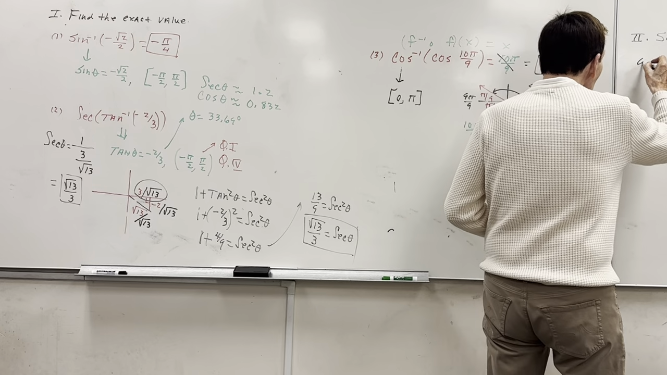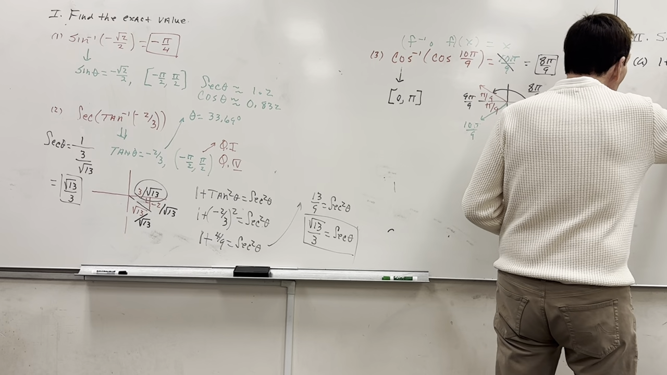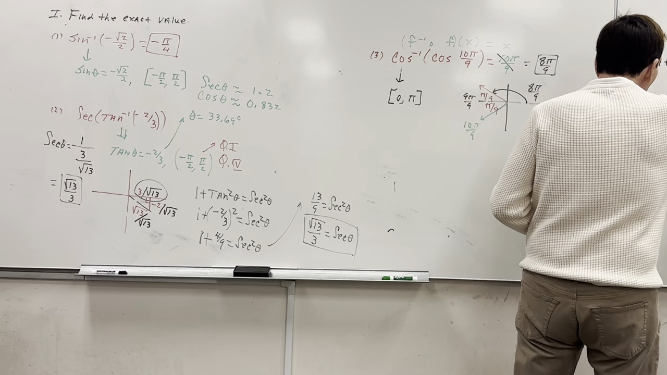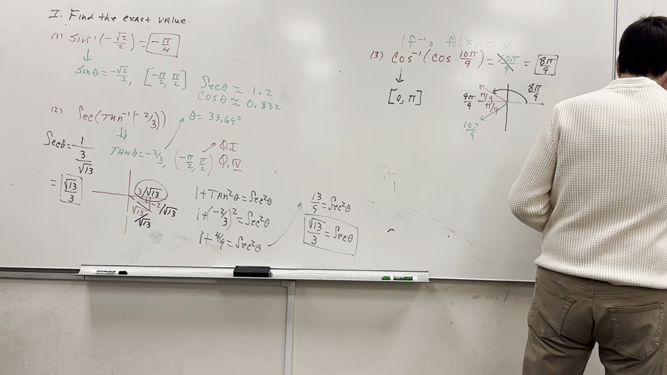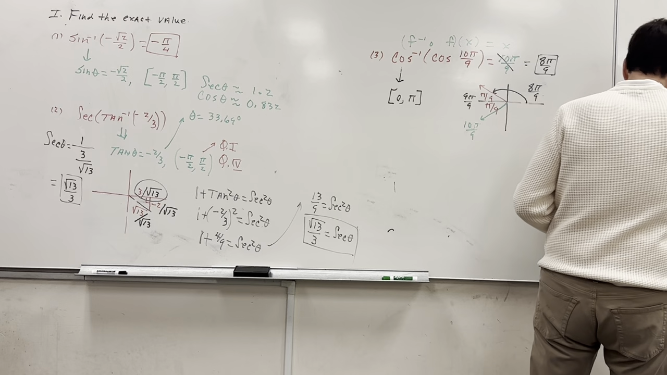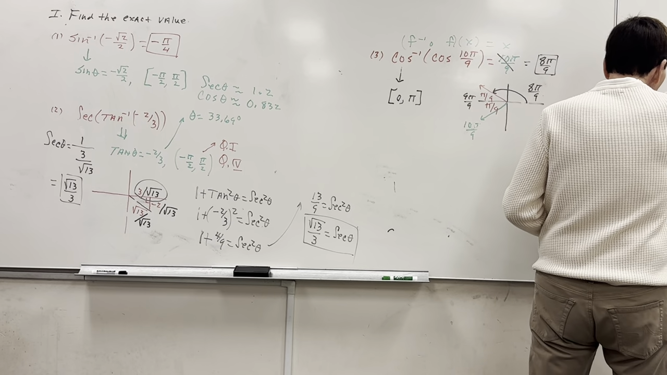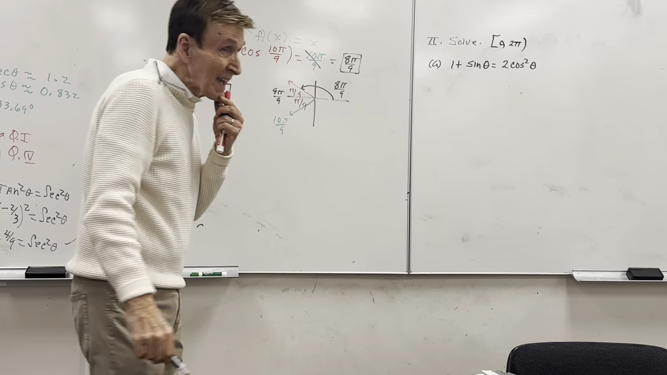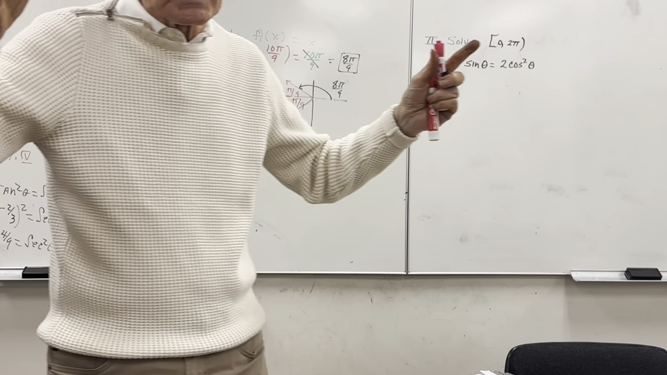1 plus sine theta equals 2 cosine squared of theta. And I said solve this from 0 up to 2 pi, but not including 2 pi. There you go. The textbook does the same thing. Now, guys, if you see one like that, that's fortunate.